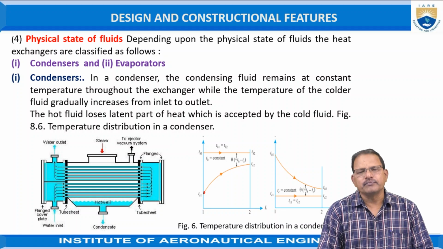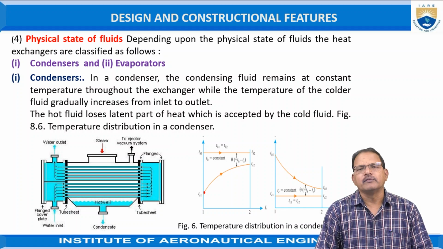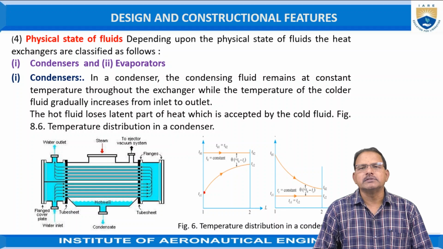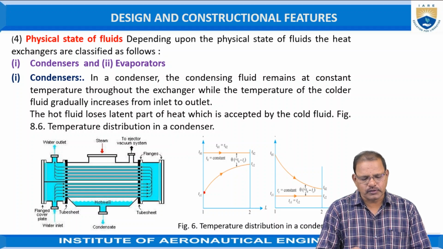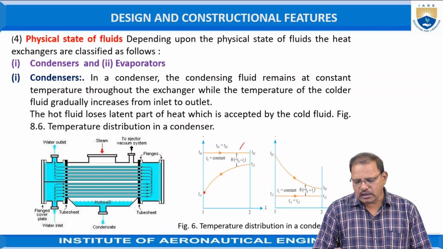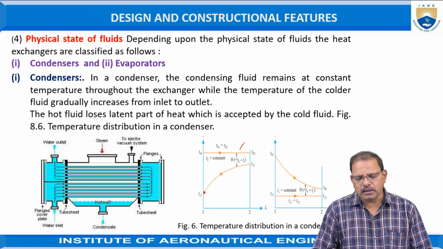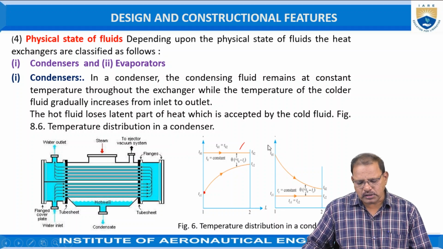Here it consists of two fluids, one is the cold fluid and the other is the hot fluid. The temperature of one of the fluids remains constant. The other fluid's temperature gradually increases as the fluid is flowing. In this case, the latent heat possessed by one fluid is extracted by the cold fluid, hence its temperature increases. And this is called a condenser. The second one is the evaporator. The hot fluid loses the latent heat, part of which is accepted by the cold fluid. The temperature distribution in the condenser is shown in the figure.